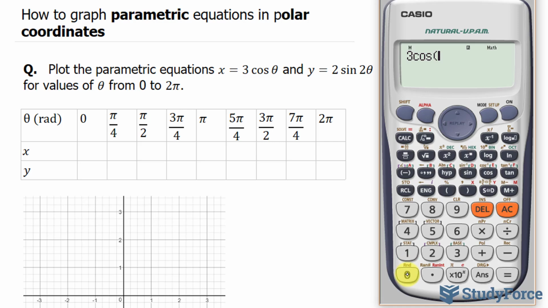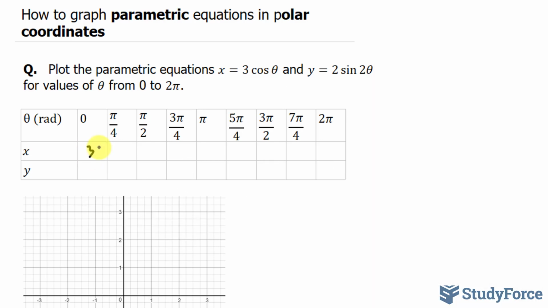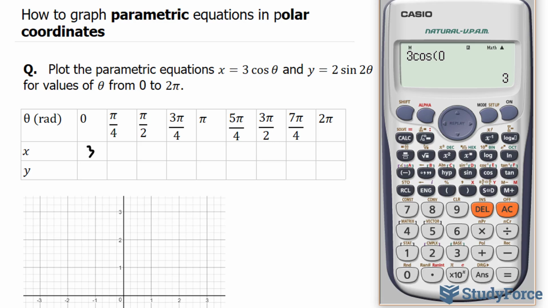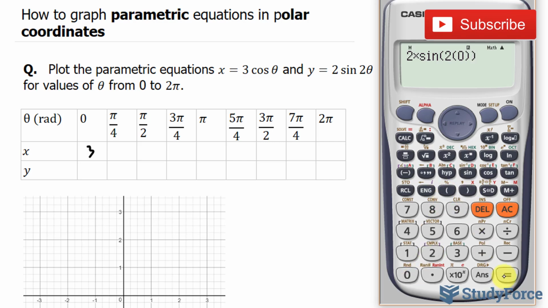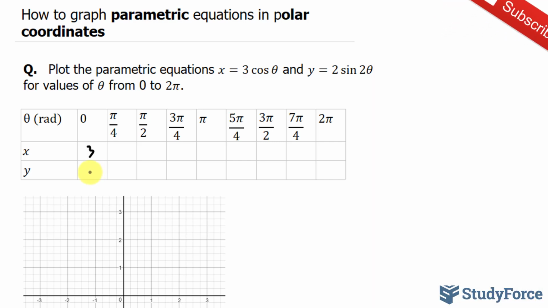So 3 cosine at an angle of 0. And make sure that your calculator is in radians as shown here. I end up with 3. And that makes sense because when cosine is at 0 normally, it starts at 1. So multiplying it by an amplitude of 3 gives you 3. Similarly, if I do 2 times sine 2 times 0, I end up with 0.